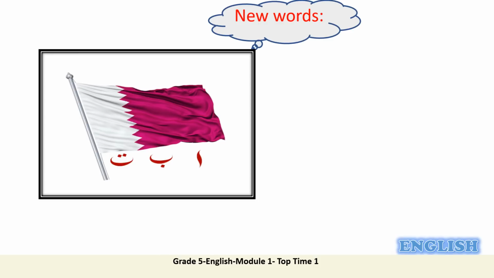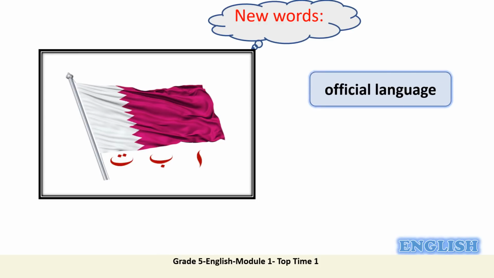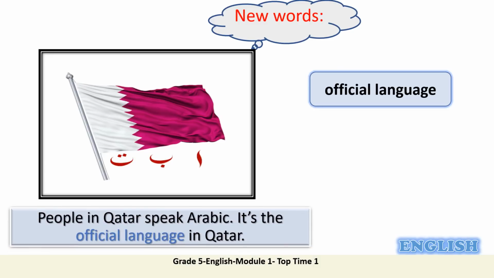They speak Arabic because Arabic is the official language. Official language means the state language, the language that people in this country speak with. People in Qatar speak Arabic. It is the official language in Qatar.